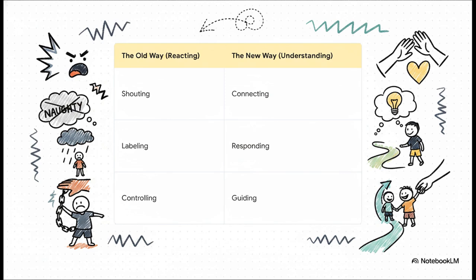I mean, look at the difference. The old way is all about reacting, right? Yelling, putting labels on kids, he's the naughty one, and just trying to control everything. But this new way, it's about being proactive. It's about connecting, figuring out the real need, and then guiding them to a better way to get that need met.